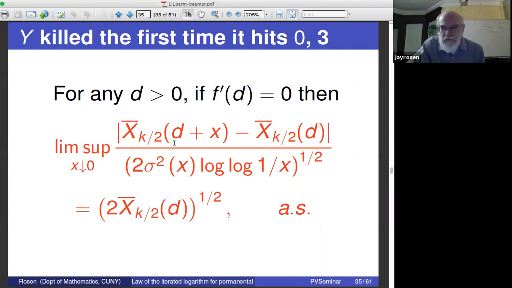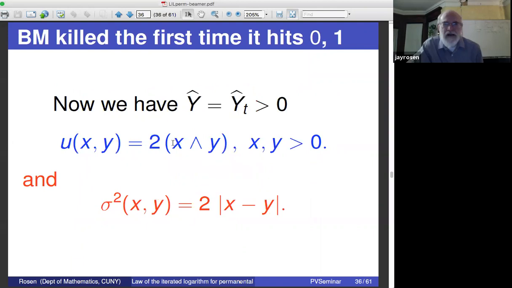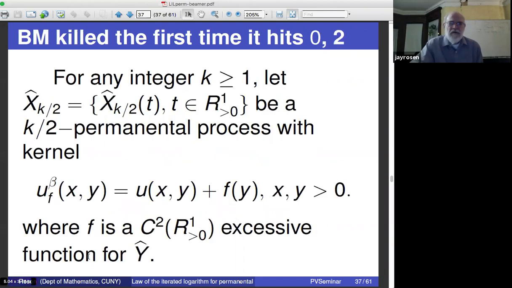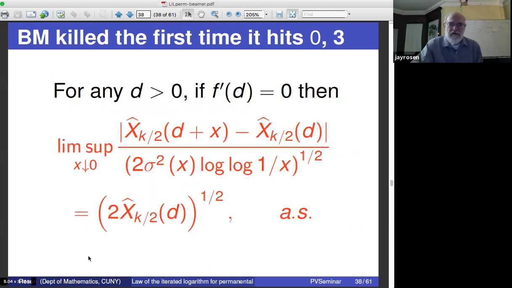One more, finally. Just take Brownian motion, unkilled, but you kill it the first time it hits 0. Then its potential looks like just the covariance of Brownian motion, but this is what you have. And then the incremental variance is this. And once again, we have the same thing. You could perturb it by an excessive function, and you get an LIL.